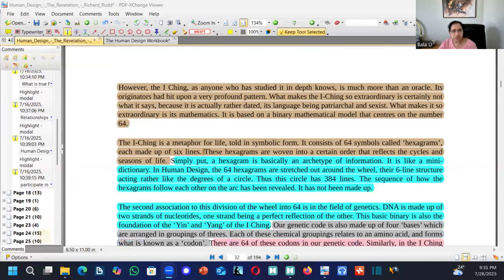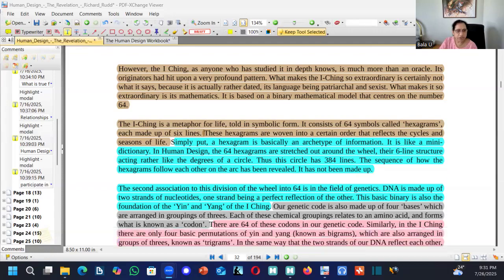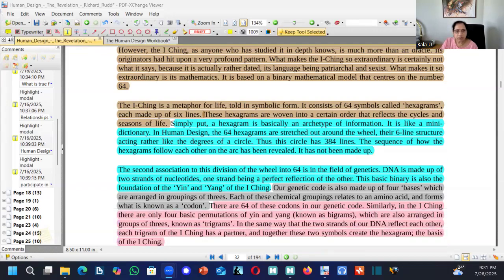The second association to this division of the wheel into 64 is in the field of genetics. DNA is made up of 2 strands of nucleotides, one strand being a perfect reflection of the other. This basic binary is also the foundation of yin and yang of the I Ching. Our genetic code is also made up of 4 bases, which are arranged in groupings of 3. Each of these chemical groupings relates to an amino acid and forms what is known as a codon. There are 64 of these codons in our genetic code.